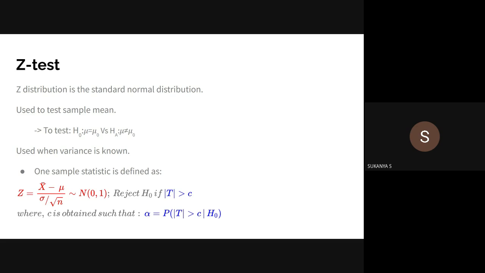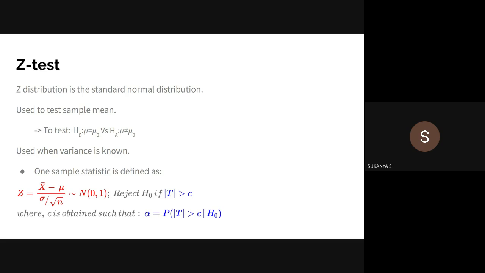Now, if we want to test a null hypothesis that mu is equal to mu naught, where mu naught is any of the predefined or assumed values, against an alternative, this could be any alternative as per our scenario. It could be mu less than mu naught, or mu not equal to mu naught, or mu greater than mu naught. So your null hypothesis is going to be mu equal to mu naught.